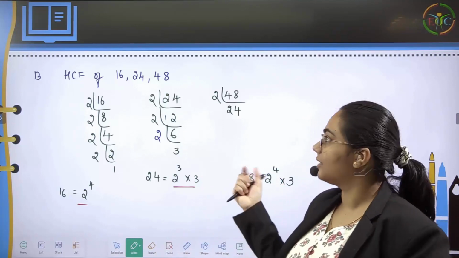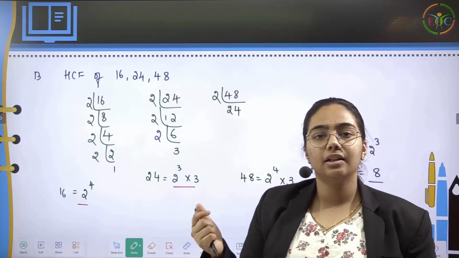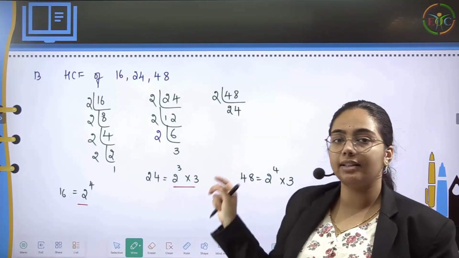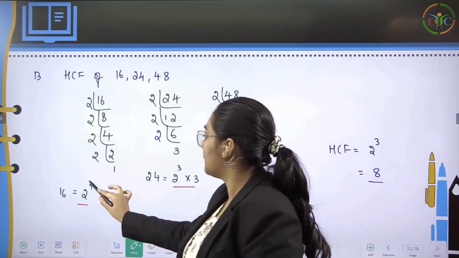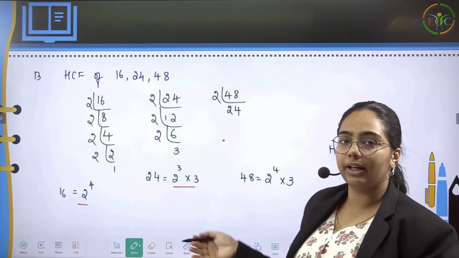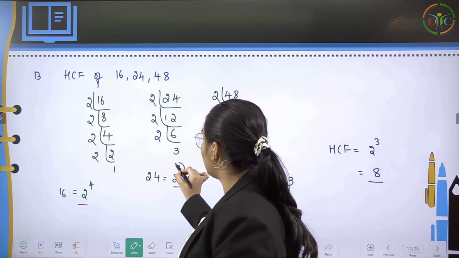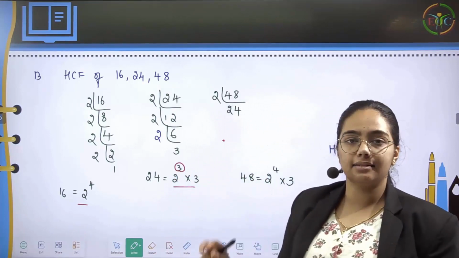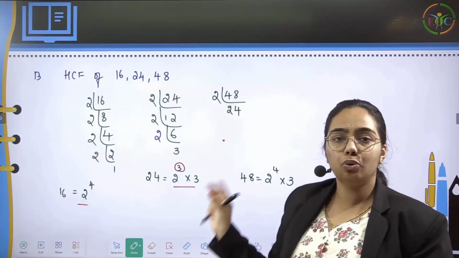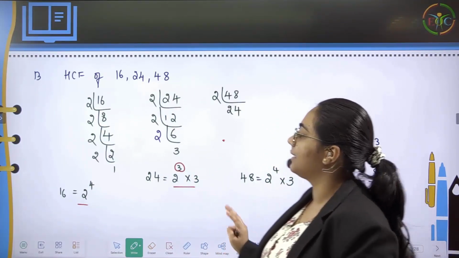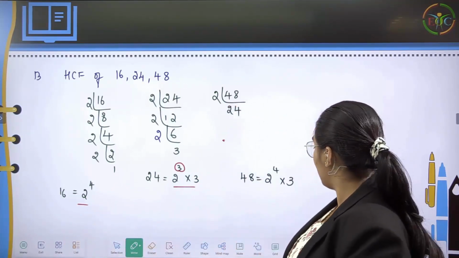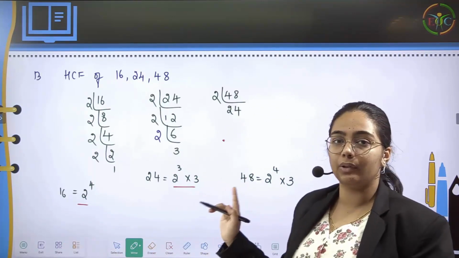Once you find that, what is the difference between HCF and LCM? HCF takes the lowest power and LCM takes the highest power. See over here, 2 to the power 4, 2 cube and 2 to the power 4. To find the HCF, we take what is common between all, with the least power. Between 2 cube and 2 to the power 4, 2 cube is the least. Can I consider 3? No, because 16 does not have the factor 3 at all. So my HCF is going to be 2 cube, which is equal to 8.